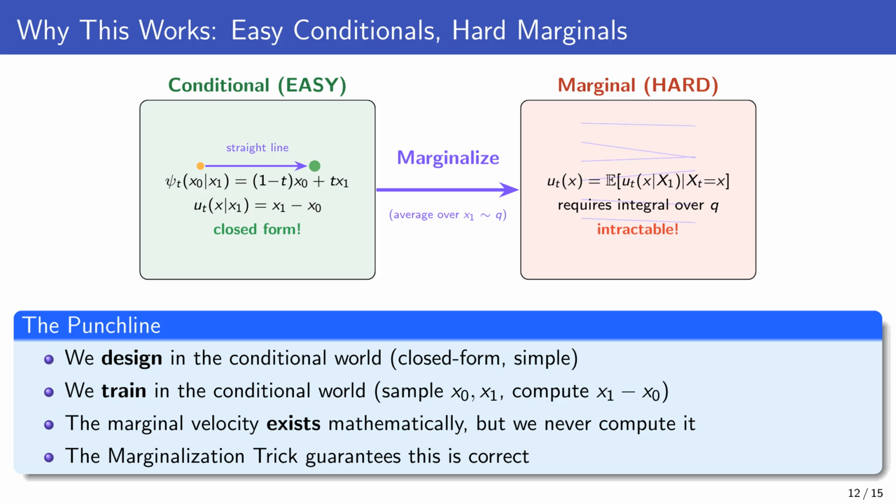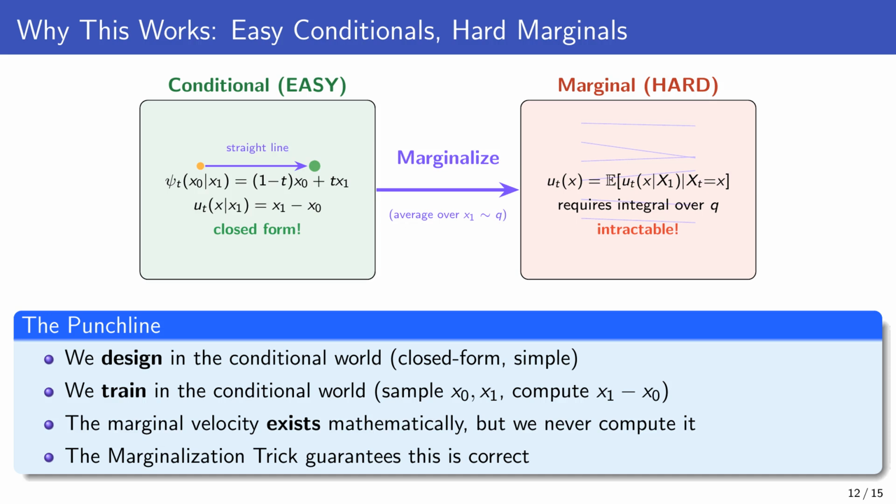On the right side is the marginal world. The marginal velocity ut of x is a conditional expectation. It requires integrating over the entire data distribution Q. This is intractable. We cannot compute it in practice because Q is only known through finite samples. But here's the punchline. We never need to compute the marginal velocity. We design in the conditional world. We train in the conditional world. The only thing we need from the marginal world is the guarantee that it is consistent, that the conditional approach gives the right answer, and that guarantee is exactly what the marginalization trick provides.